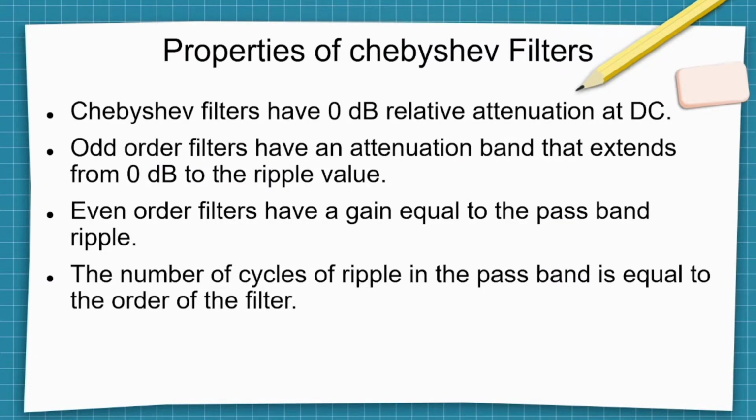Now let us see some properties of Chebyshev filters. Chebyshev filters have 0 dB relative attenuation at DC. Odd order Chebyshev filters have an attenuation band that extends from 0 dB to the ripple value, where the ripple value is equal to 1 by root over 1 plus epsilon square. Even order Chebyshev filters have a gain equal to the passband ripple, that is, the gain varies between 1 to 1 by root over 1 plus epsilon square. The number of cycles of the ripple in the passband is equal to the order of the filter.